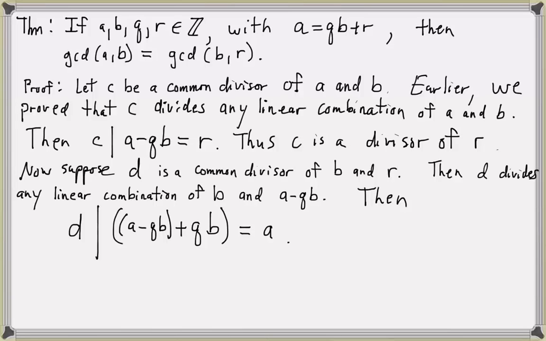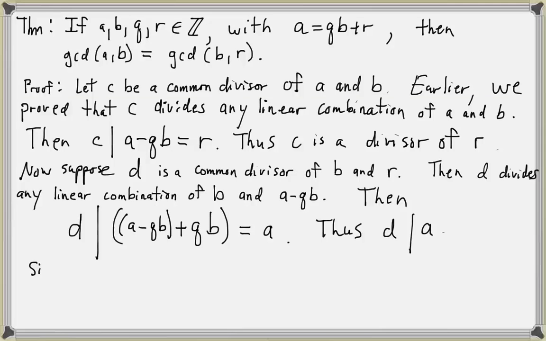Therefore, D divides A, and D is a common divisor of A and B. So we have shown that every common divisor of A and B is also a common divisor of R and B. Therefore, the greatest common divisor of A and B must equal the greatest common divisor of B and R.